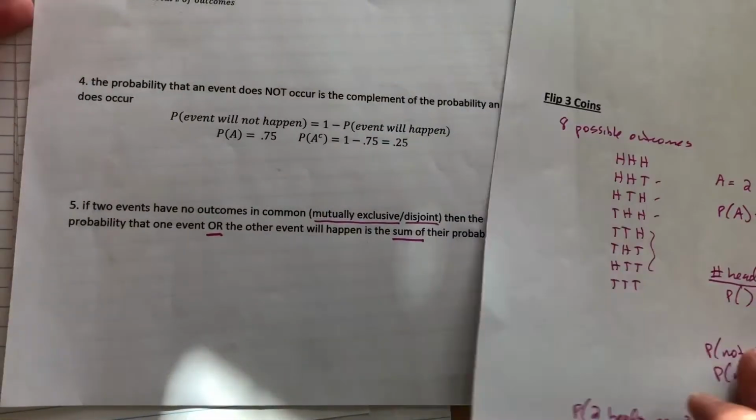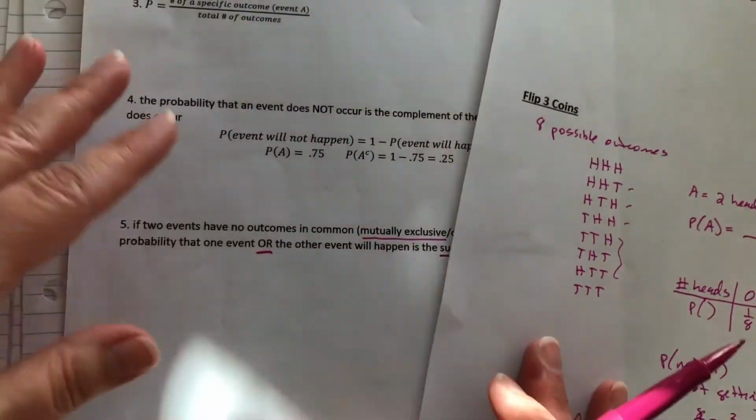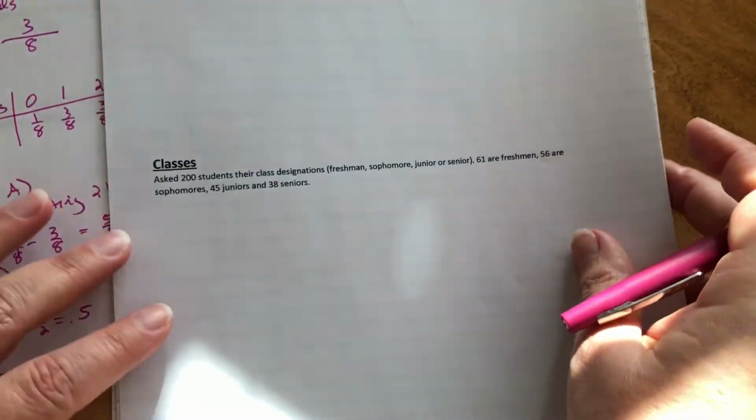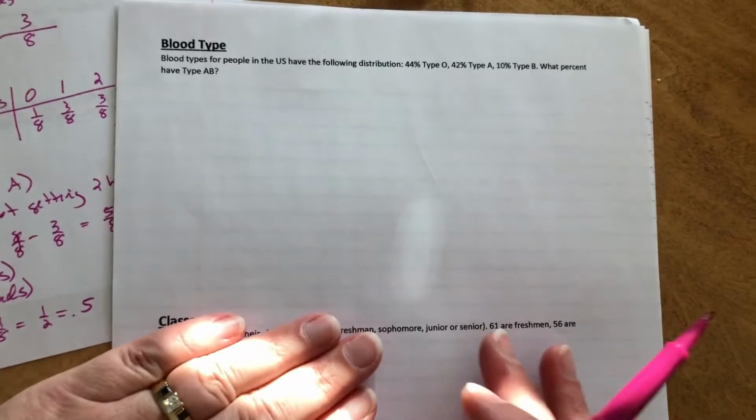All right, let me do a couple more examples of mutually exclusive. Sorry, the sun is starting to put a glare on my paper. Okay, hopefully the glare won't bother.